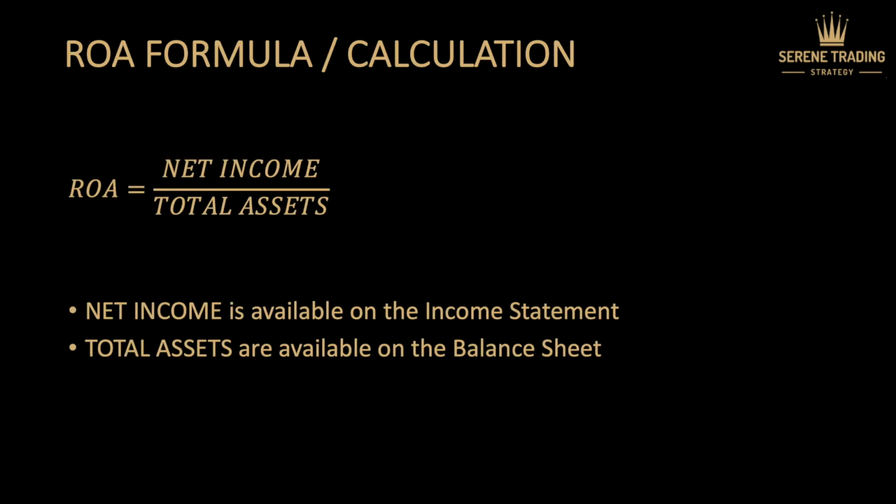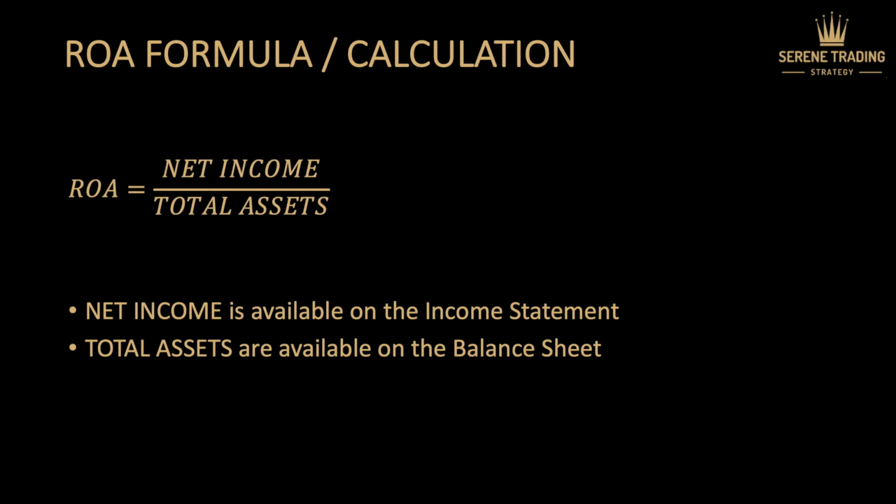This is the actual formula. As I said, ROA is nothing but you take your net income and you divide it by the total assets that the company has. Now, net income is something which comes from the income statement. And on the income statement, if you look at any of the websites like Finviz or Yahoo Finance, you can get hold of the income statement, and it's very easy to get the net income.